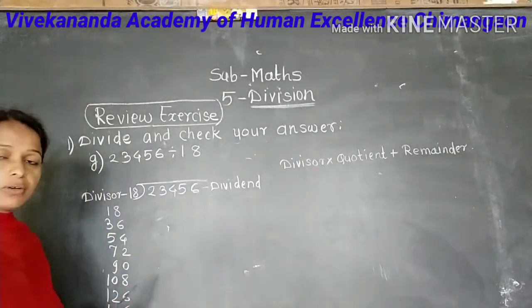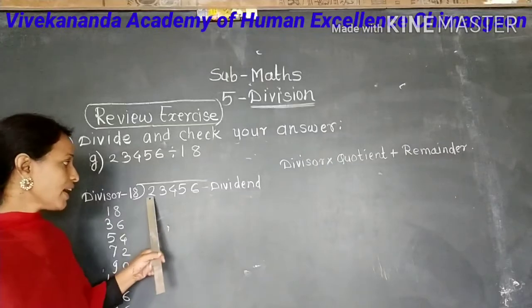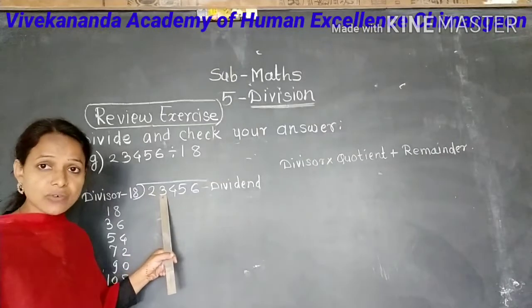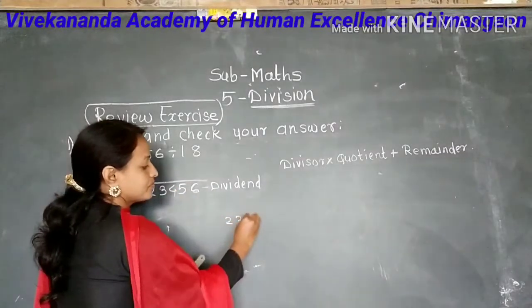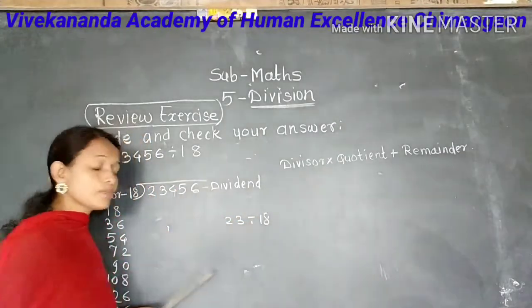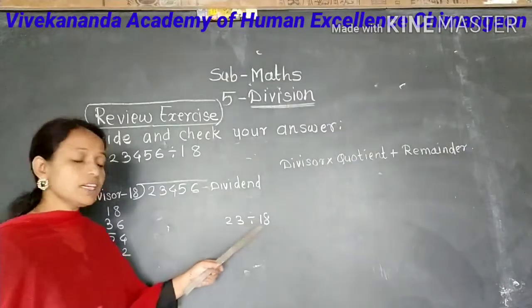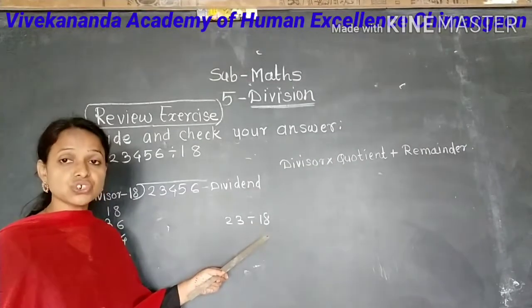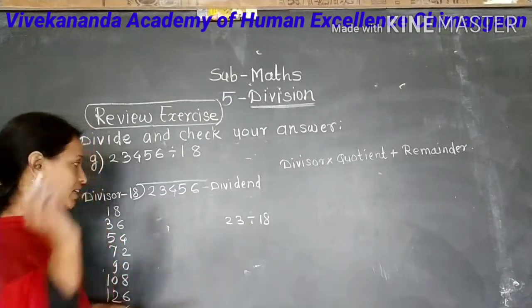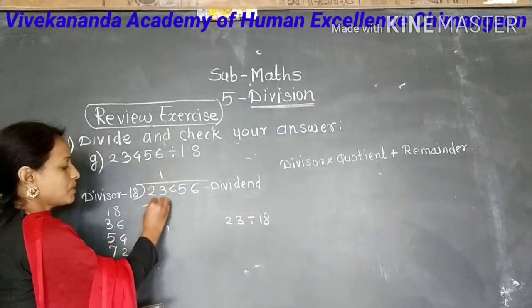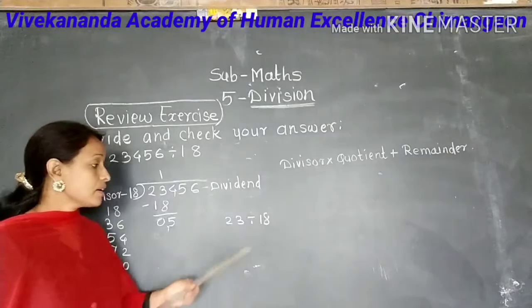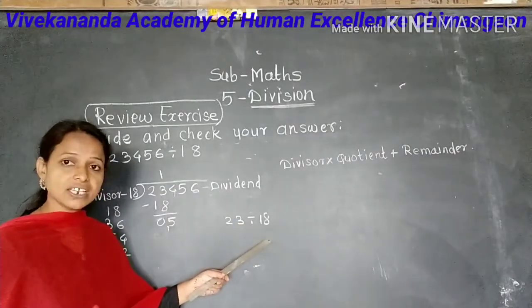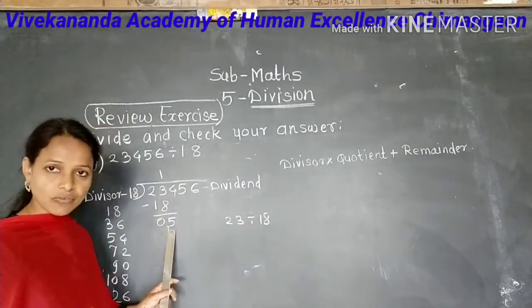Here I have written the table of 18. Now we will divide the ten-thousands and thousands together, which means 23 by 18. By dividing 23 by 18, it gives us quotient 1. 18 ones are 18. We write 1 in the thousands place. So here we divide 23 by 18, it gives us quotient 1 and remainder 1.